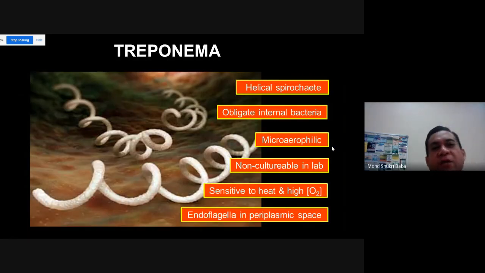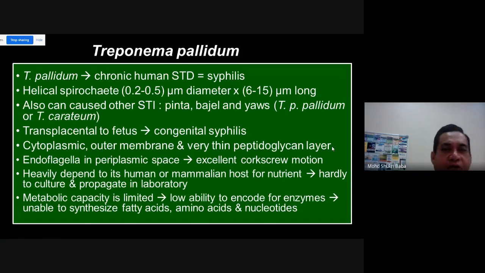Treponema. Treponema is another sexually transmitted disease. They can cause a disease called syphilis. Alright, you've probably heard of syphilis. So actually they are helical spirochetes, up to 0.5 micrometer in diameter and up to 15 micrometers long.